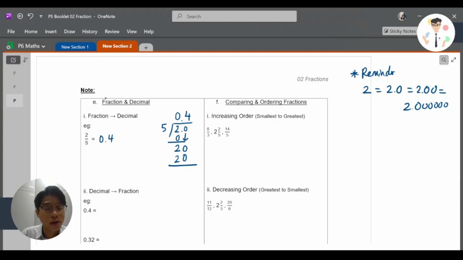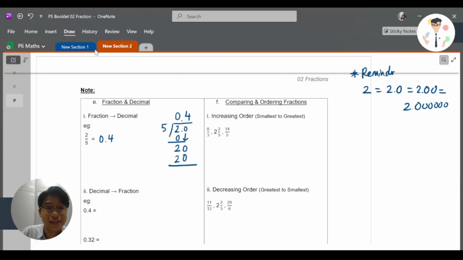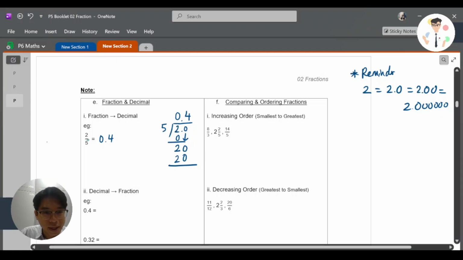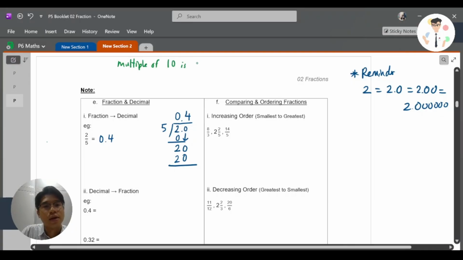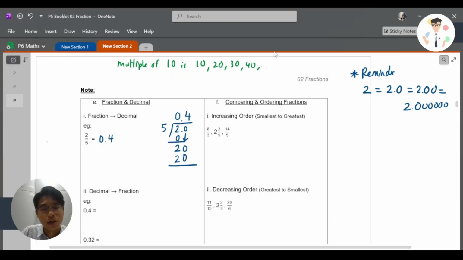Now the second way, which most of the people like to do because it is easier, is that we can try to make this denominator, which is the number at the bottom, become a multiple of 10. Huh? Teacher, what do you mean? Now, multiple of 10 means something like 10, 20, 30, 40, in a way that it's actually easier for us to divide.